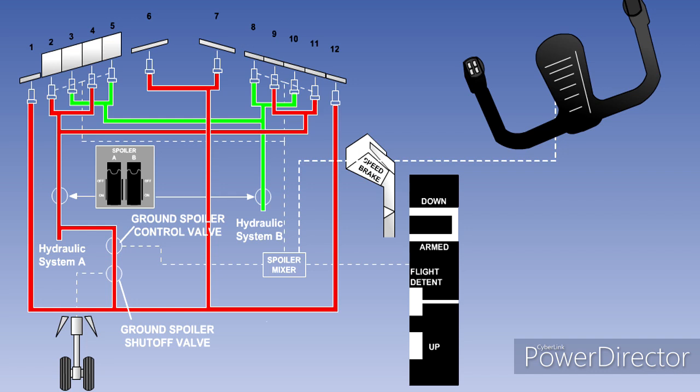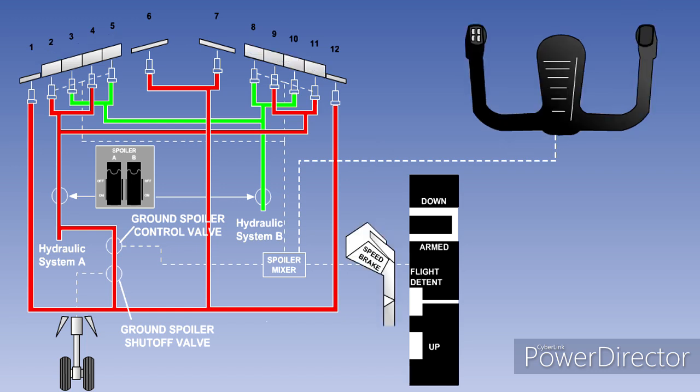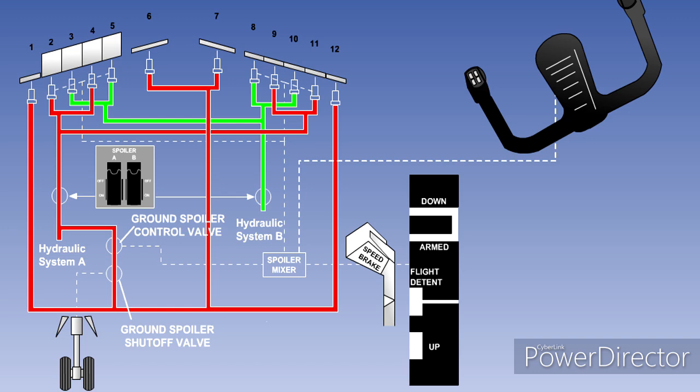If a roll input is made with the speed brake lever in the down detent, then the flight spoilers on the downgoing wing will raise in proportion to the roll input. Those on the upgoing wing will remain retracted. Finally, if a roll input is made with the speed brake lever out of the down detent, then the flight spoilers on the downgoing wing will raise further, while those on the upgoing wing will retract by a similar amount.